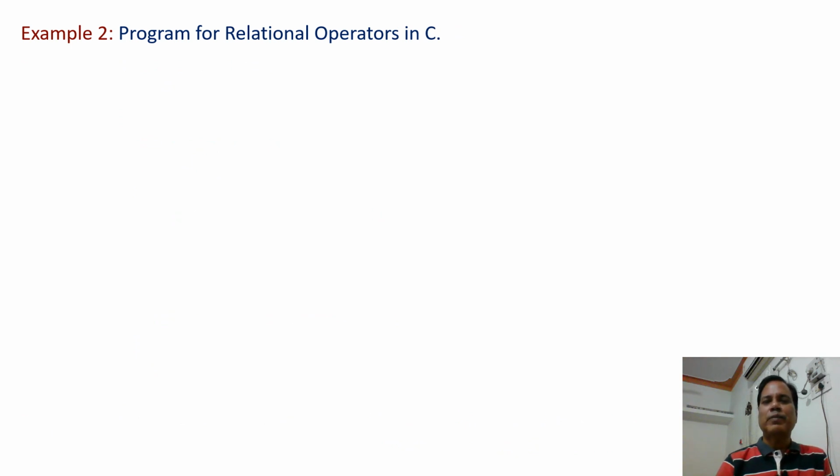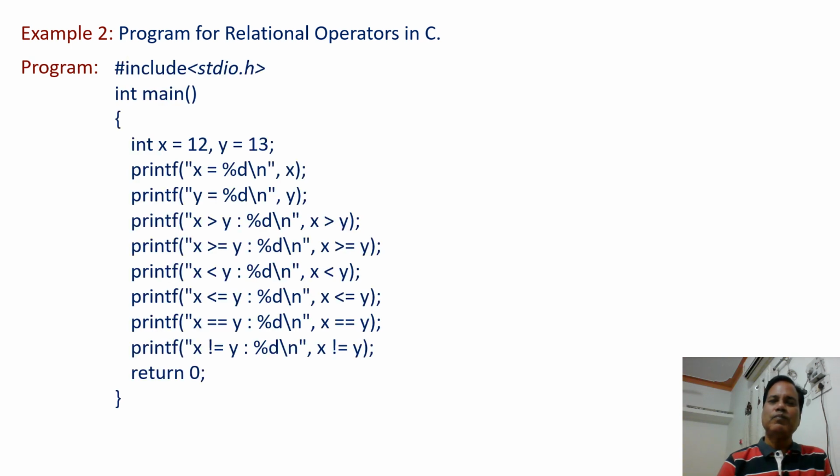Second example, program for relational operators in C. If we have a program like this one, let us discuss it. The first statement we are familiar with: it includes the standard input output dot h header file. Then int main, open and close parenthesis. Then within the open and close braces we write our code.